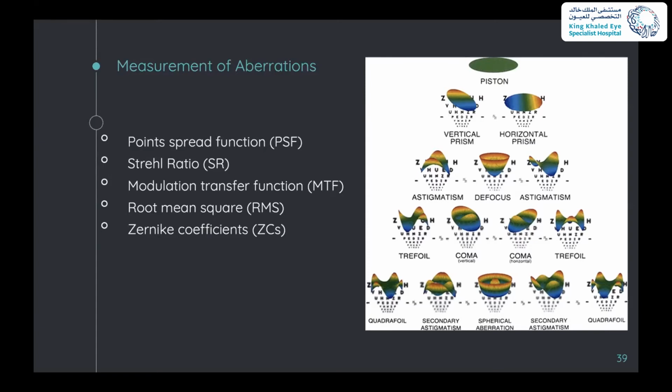Usually, if it's more than 0.3, this is considered to be a little bit toward seriously affecting vision. The Zernike coefficient has the same function. It will also give you a hint about the different aberrations and get you an idea about how much aberration the patient has.